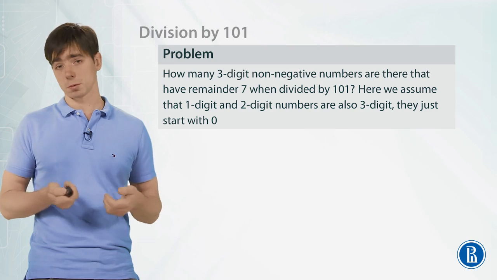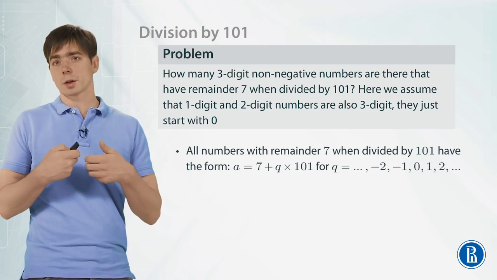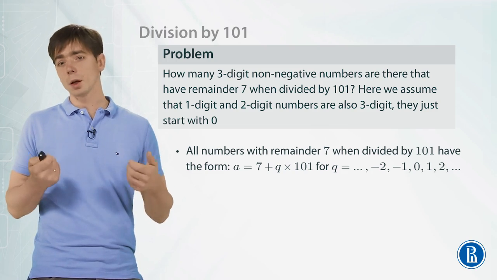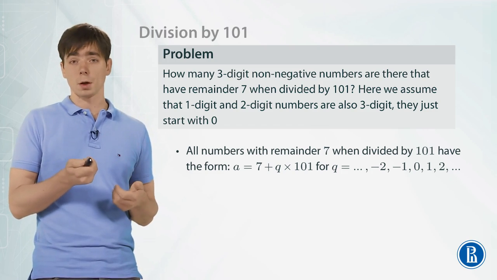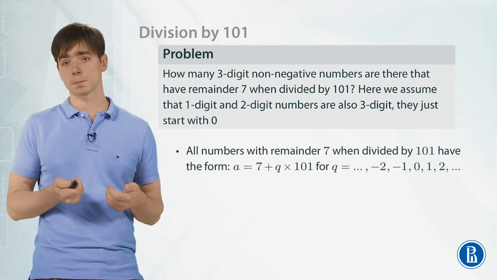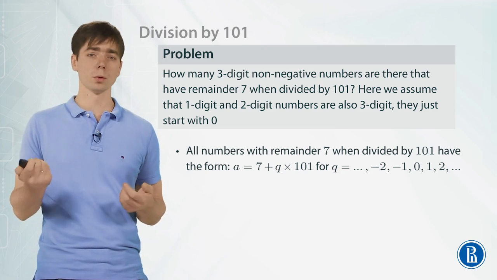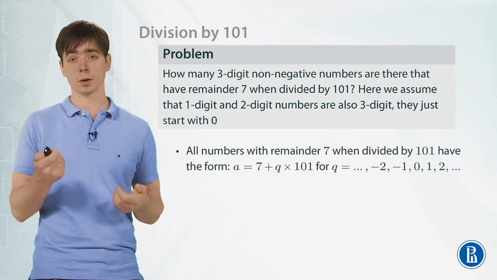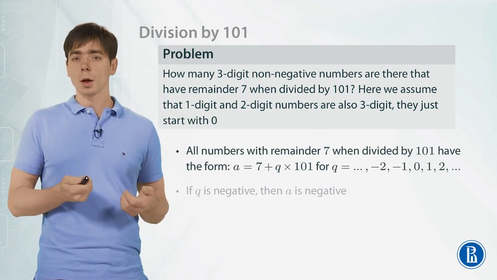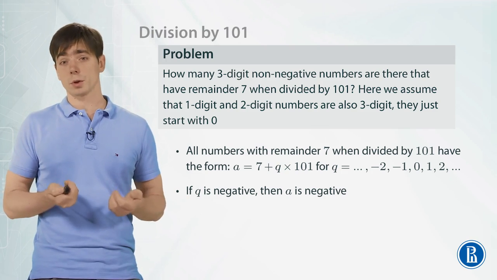Okay, let's see how many numbers we have in this problem. Let's look at all numbers that have remainder 7 when we divide them by 101. All of them have the following form: a is equal to 7 plus q times 101, and q here is an arbitrary integer. Let's look at all possible values of q and see whether the result is between 0 and 999. Note that if q is negative, then a is clearly also negative, so these numbers don't fall in our interval.